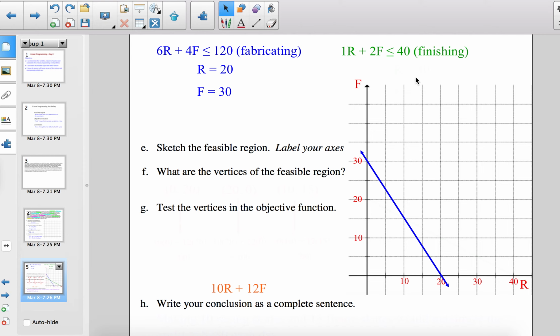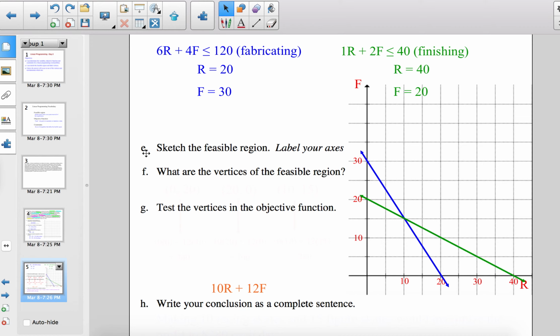All right, let's try the green equation now. So this is my finishing one. I have 1r plus 2f is less than or equal to 40. If I cover up the f equation, r is going to be 40. If I cover up the r equation, I get f is 20. Okay, so again, on the r scale, the intercept is 40. On the f scale, the intercept is 20. There is my graph.